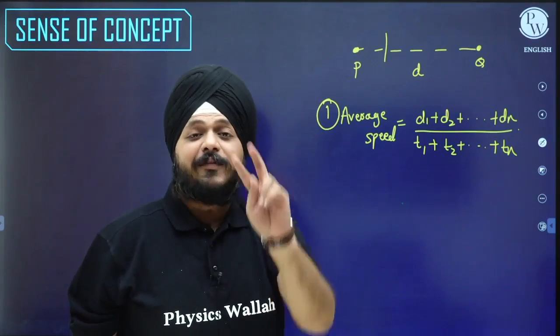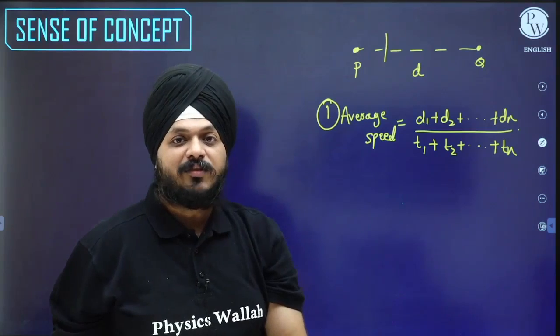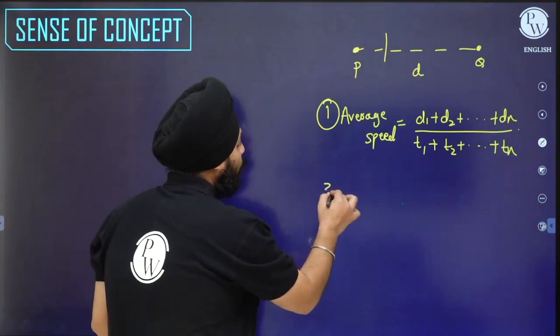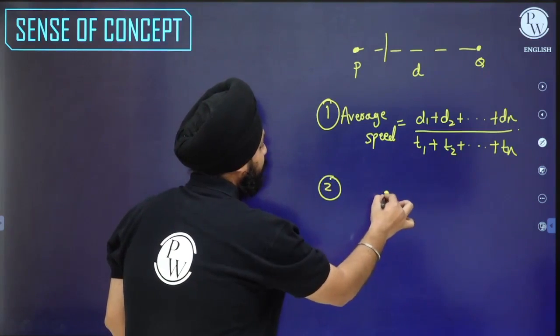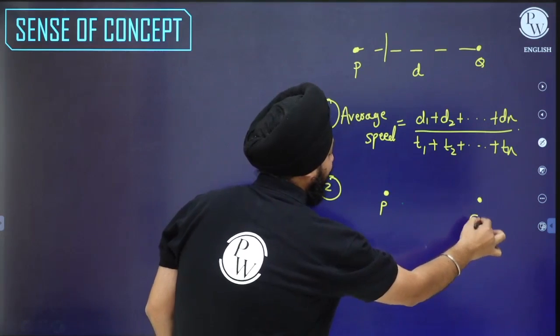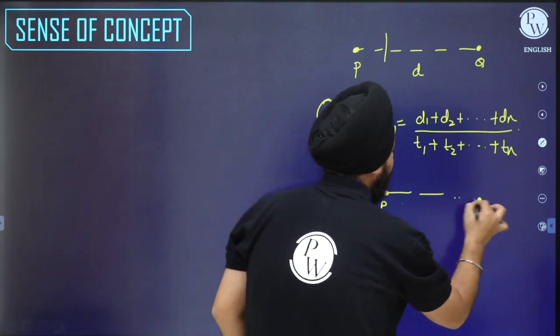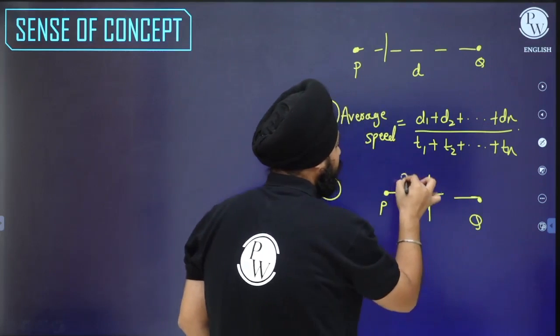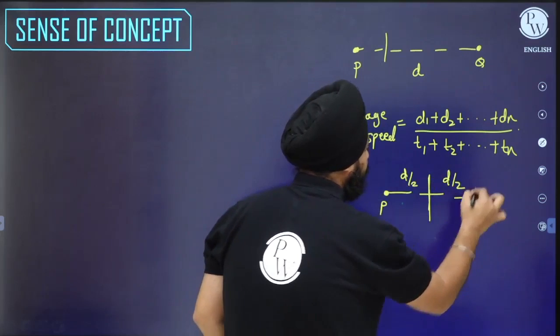Now after that, we have two special cases. What? Suppose the particle is moving from point P to Q, and the path is equally divided into two parts, D by 2 and D by 2.